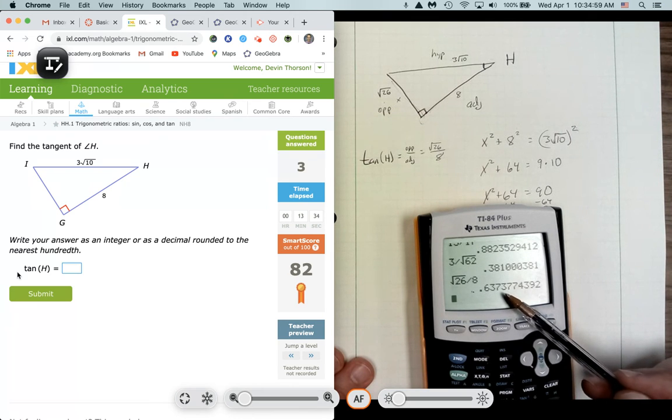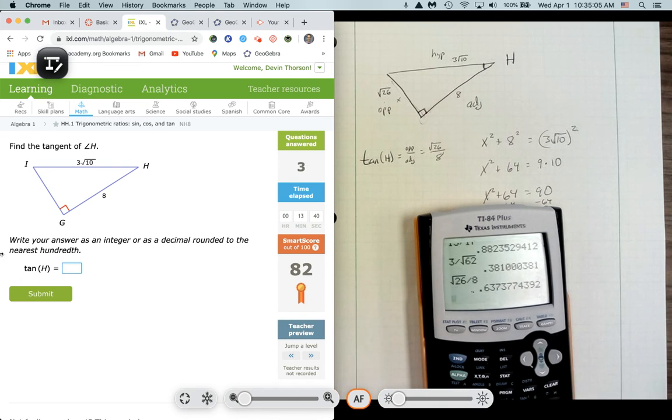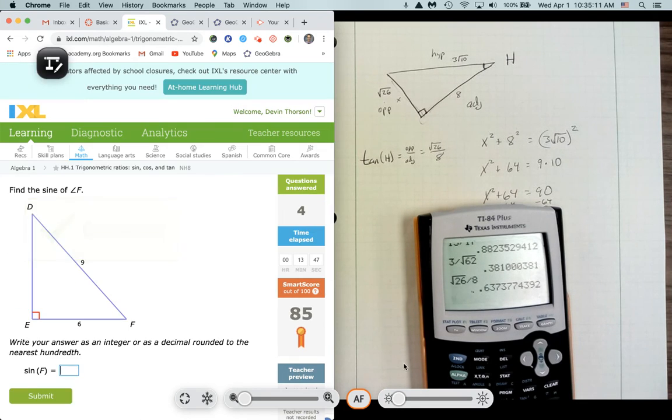0.637. Since 7's large, 5 or larger, I'm going to round that 3 up to a 4 and type in 0.64. Come over here, type in 0.64 and submit, and we did it correctly.